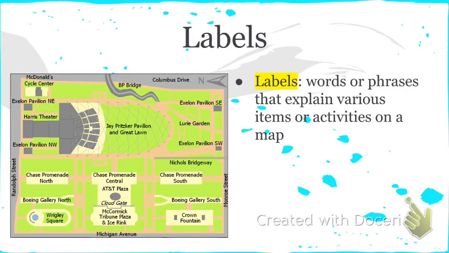Labels, the words or phrases that explain various items or activities on a map. So here you have a map, what looks to be some sort of garden area or public park. So you have words or phrases, like right here, that tell you what they are.